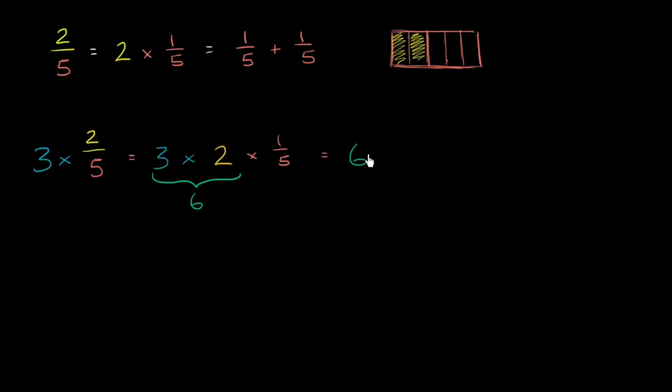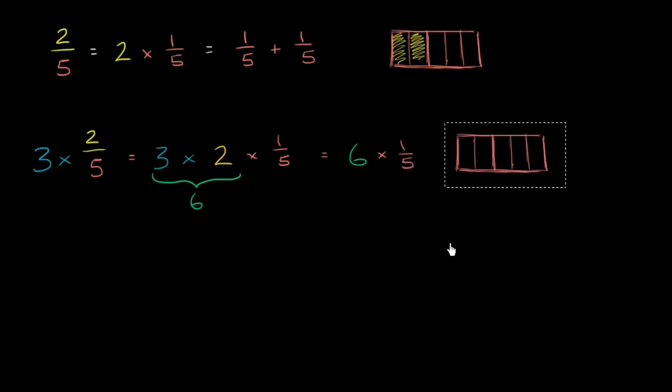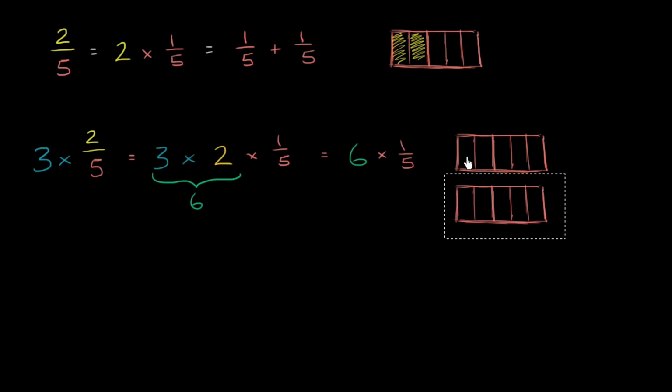6 times 1/5. If we were to try to visualize that again, so that's a whole, that's another whole. Each of those wholes has been divided into 5 equal sections, and we're going to color in 6 of them. So that's the first fifth, second fifth, third fifth, fourth fifth, fifth fifth, and that gets us to a whole, and then we have 6 fifths, just like that. So literally 3 times 2 fifths can be viewed as 6 fifths. And of course, 6 times 1/5, or 6 fifths, can be written as 6 over 5.